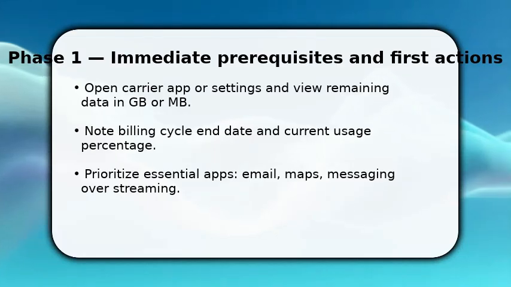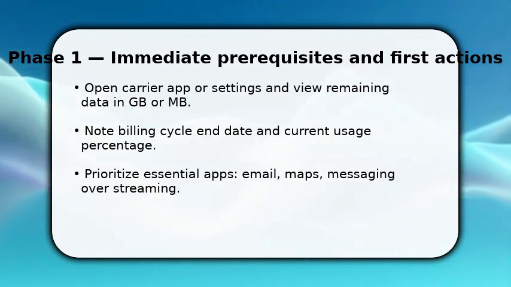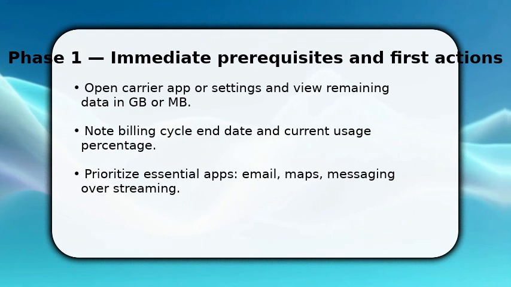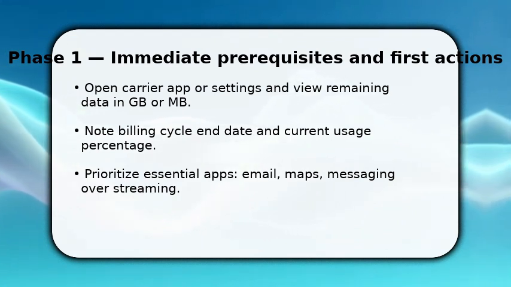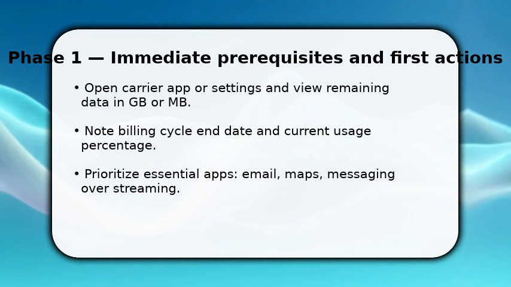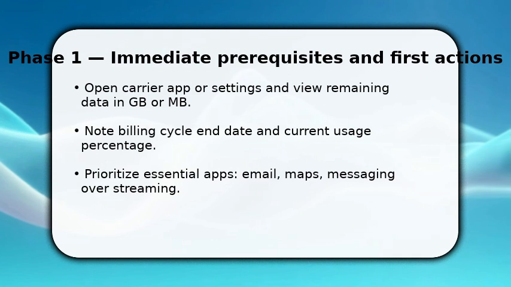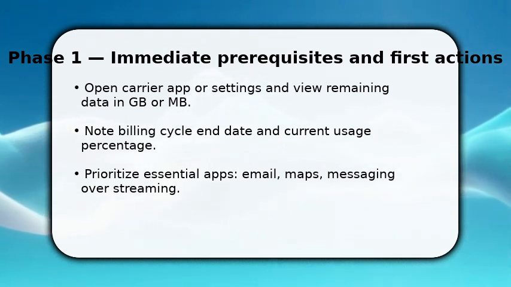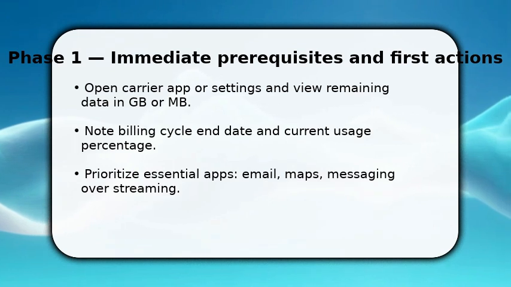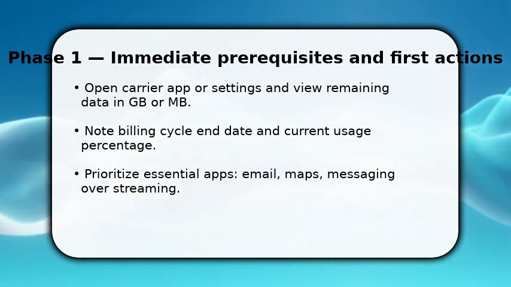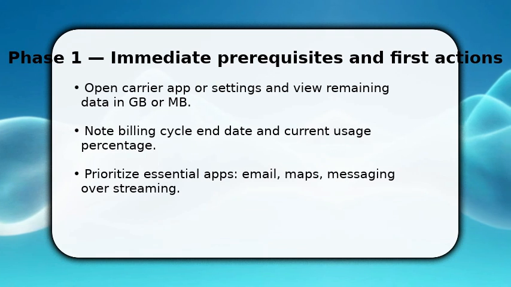You start by confirming exactly how much data you have left and when your cycle resets. Open the carrier app or device settings, read the number in GB or MB, and note the billing cycle end date. Once done, check which apps consumed most data this month so you know where to cut. Make sure to switch high-usage apps to Wi-Fi only. This first step prevents surprises and sets clear limits for the rest of your plan.